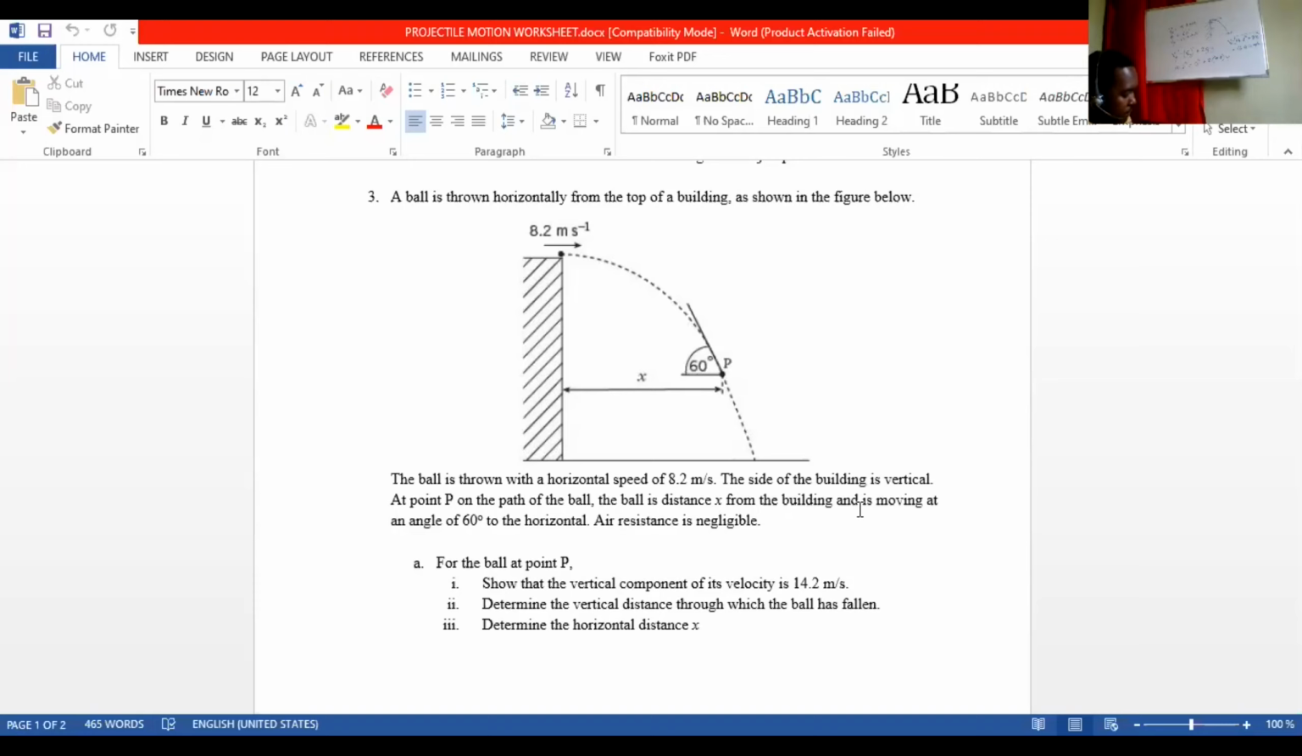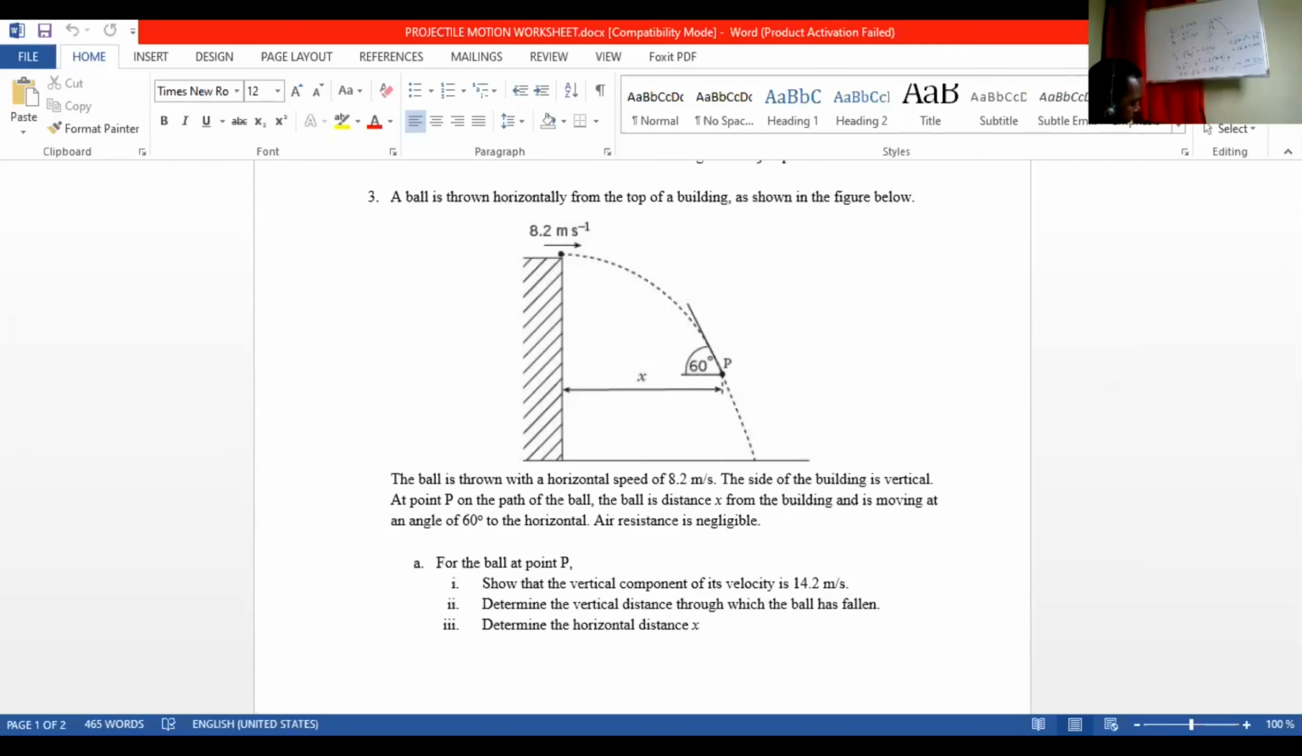So that is 14.2 squared, 201.64, is equal to 19.6 y. So therefore, y is equal to 201.64 divided by 19.6, which is 10.29 meters. So that's the distance that P is from the top of the building in your y plane. All right, so is that clear for that question?